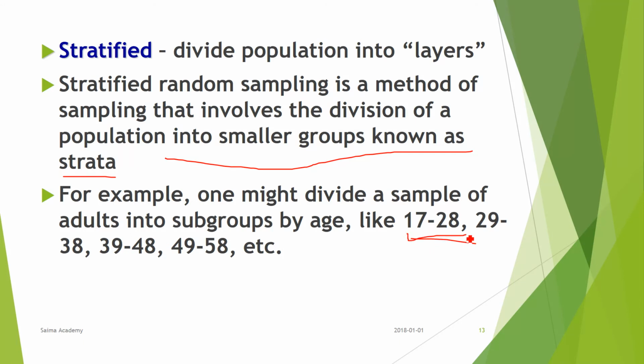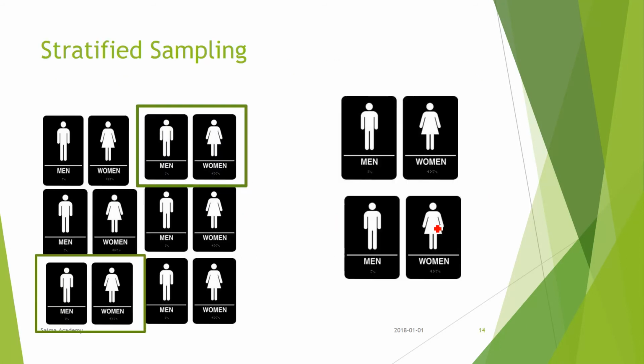17 to 28 years of age will go in one group, 29 to 38 years will go in the second group, 39 to 48 will go in the third group, and 49 to 58 will go in the fourth group. And then from these groups we will select randomly. Suppose here we will select 27, from this 36, from this 39, and from this 50. So divide the population into subgroups, and from those groups we pick randomly. This is the stratified sampling technique.